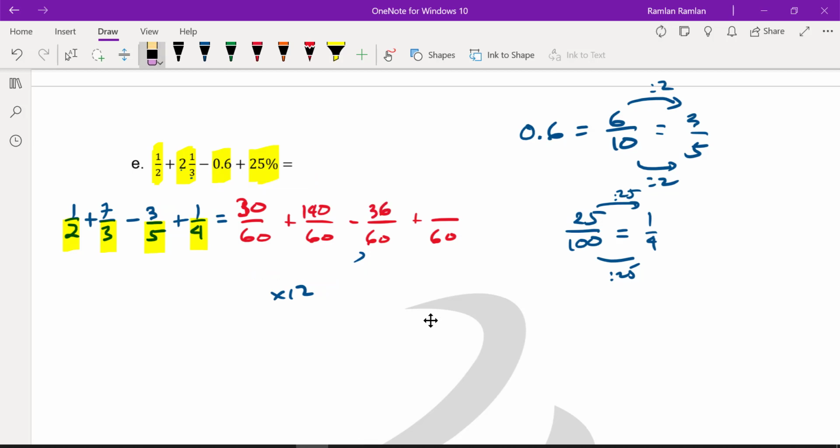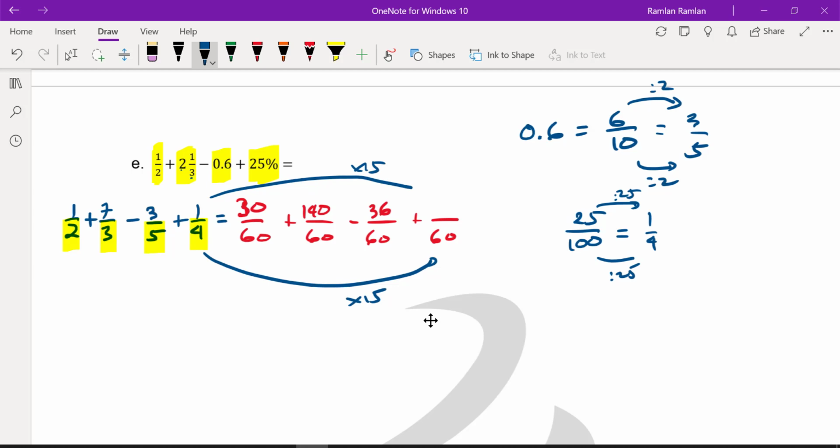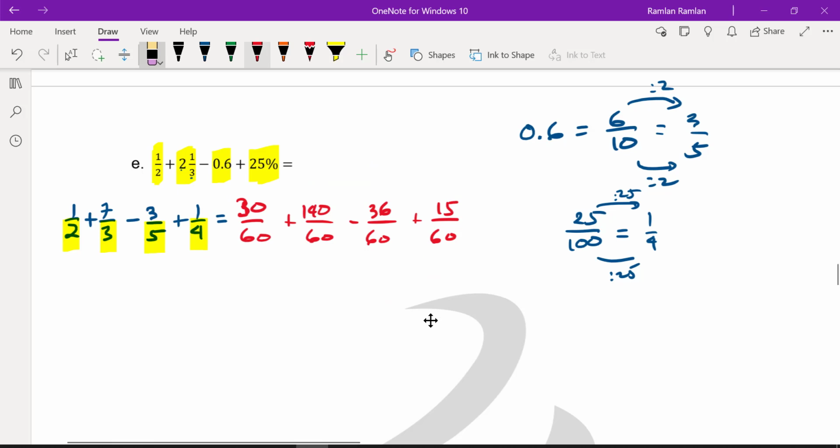The last one is this one over here. You multiply this by 15, so multiply this by 15 also, and you get 15. Now we have all of them in the same form, with the exact same denominator. So we only need to do the operations on the numerator, so that'll be over 60: 30 plus 140 minus 36, and then plus 15.